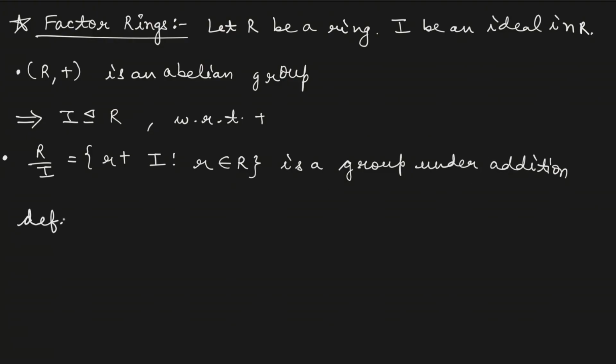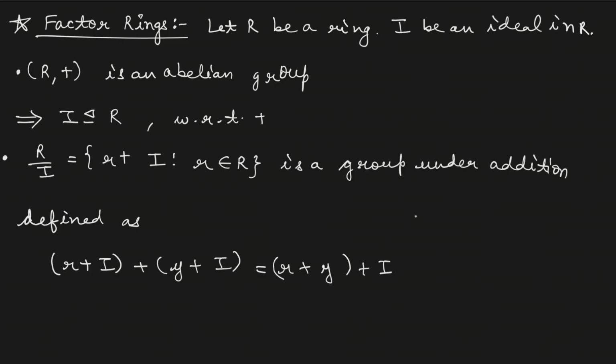Defined as (r plus I) plus (y plus I). This will be r plus y plus I, because by the property of cosets, (a plus I) plus (b plus I) is equal to a plus b plus I.